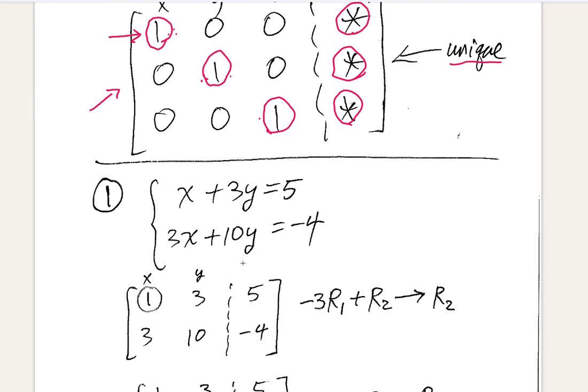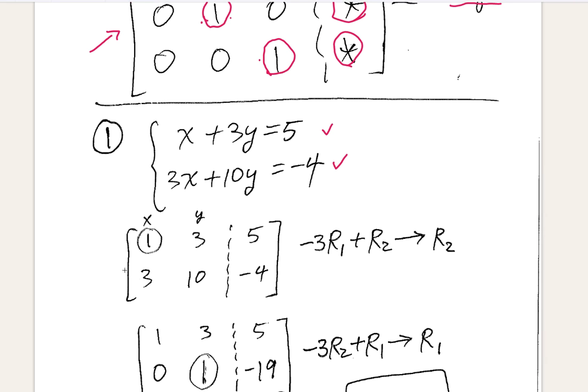All right, now let's actually start a problem involving Gaussian elimination. Let's look at this one: x plus 3y is 5, 3x plus 10y is negative 4. Step 1, create the augmented matrix. So I've got 1, 3, 5, 3, 10, negative 4. I've got x in the first column, y in the second column, my little dashed line. Everything looks good.